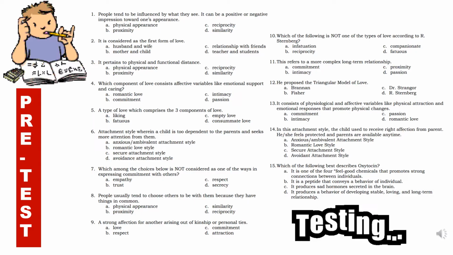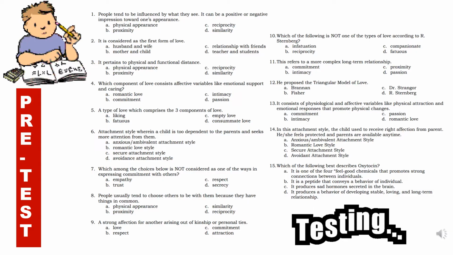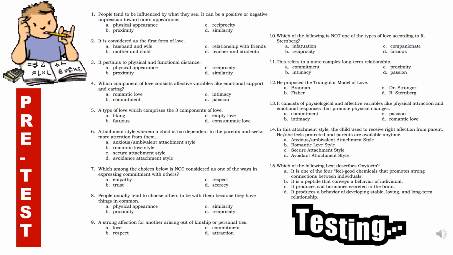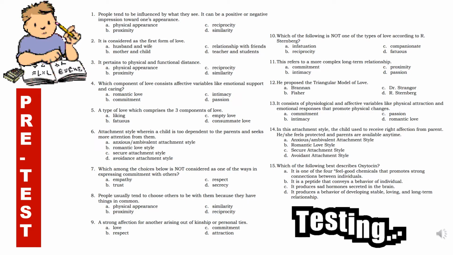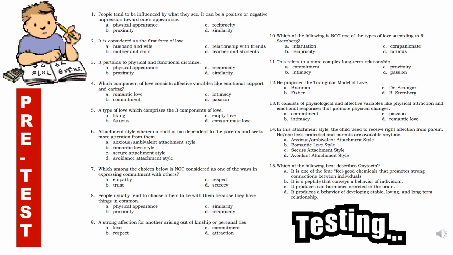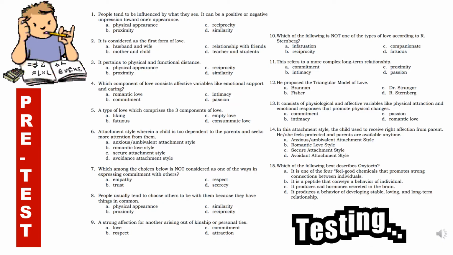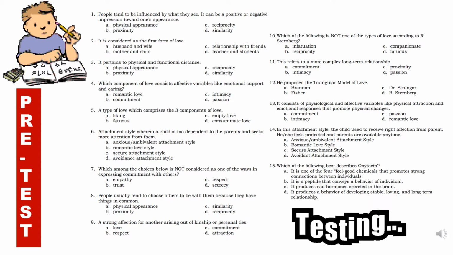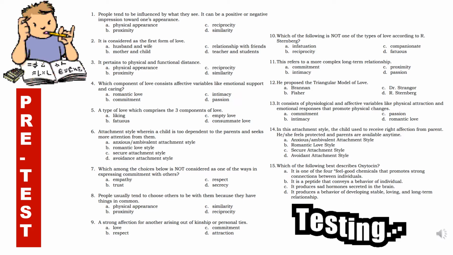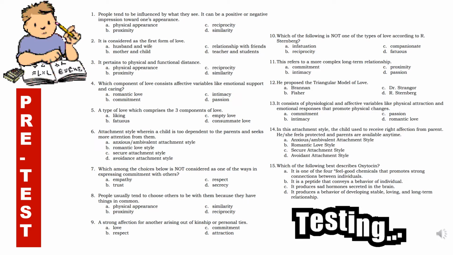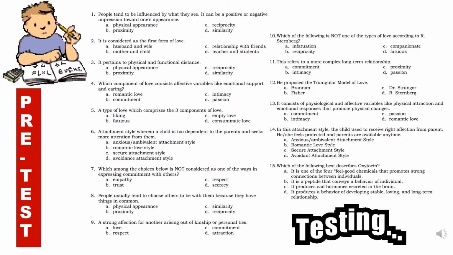9. A strong affection for another arising out of kinship or personal ties. A. Love. B. Respect. C. Commitment. D. Attraction. 10. Which of the following is not one of the types of love according to Robert Sternberg? A. Infatuation. B. Reciprocity. C. Companionate. D. Fatuous.